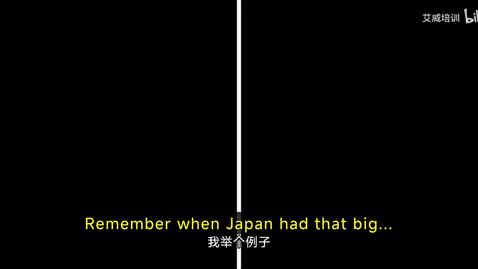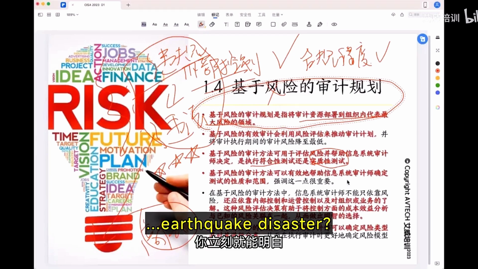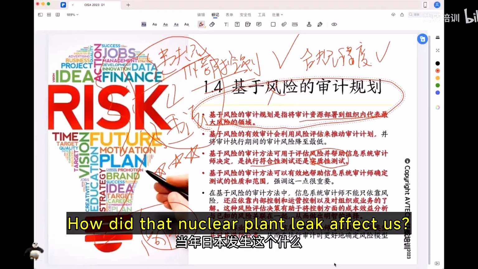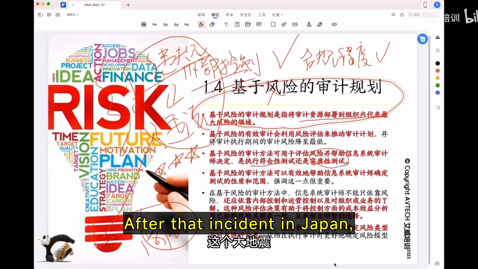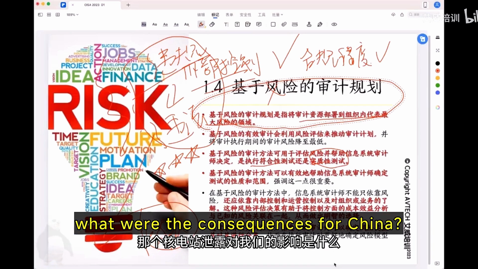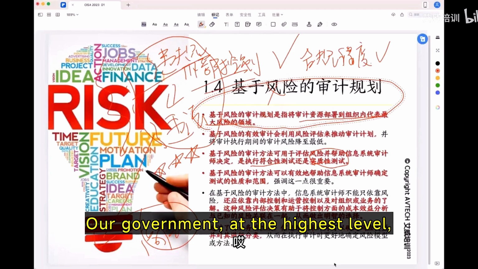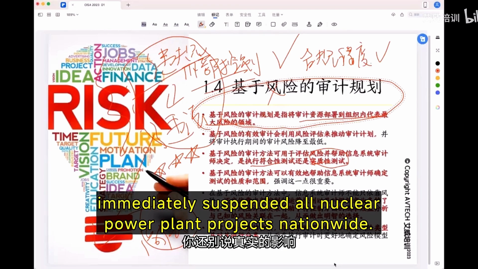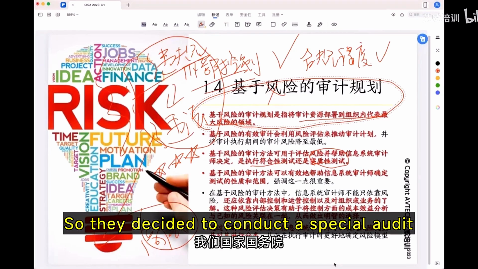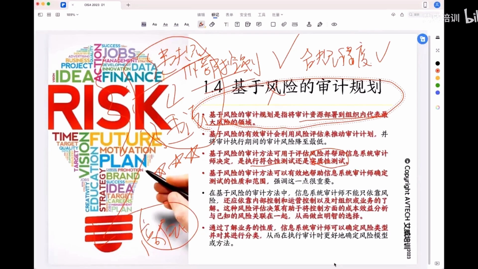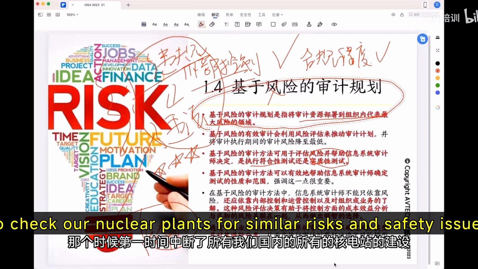Remember when Japan had that big earthquake disaster? How did that nuclear plant leak affect us? After that incident in Japan, what were the consequences for China? Well, you'd be surprised by the actual impact. Our government, at the highest level, immediately suspended all nuclear power plant projects nationwide. So they decided to conduct a special audit to check our nuclear plants for similar risks and safety issues.